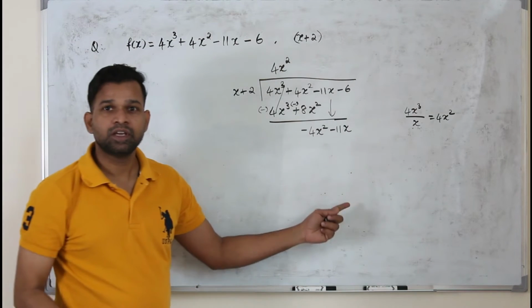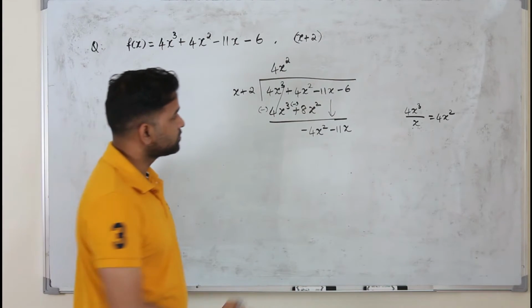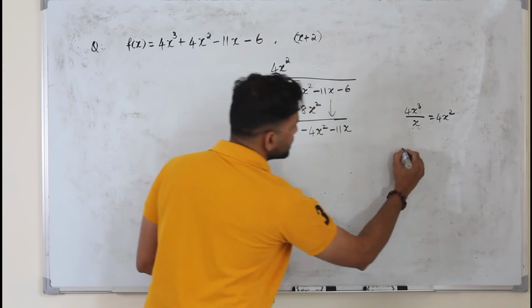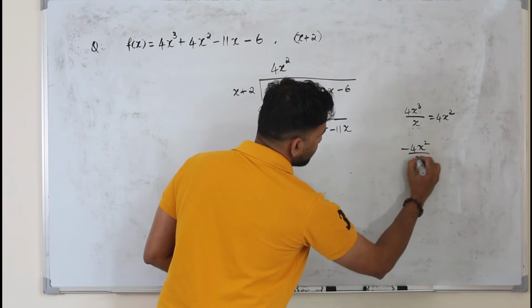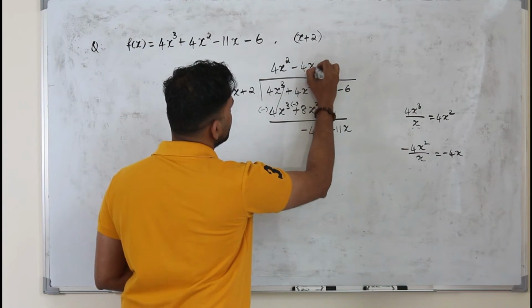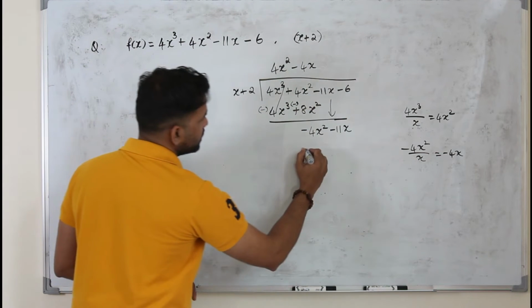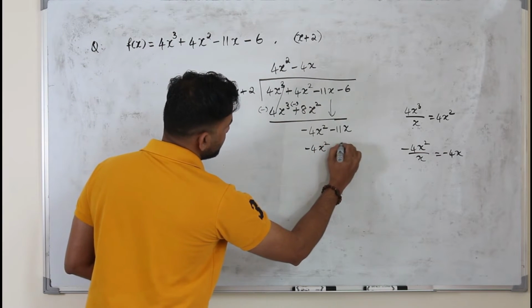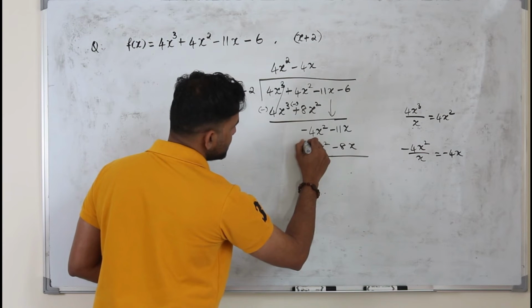So repeat the process until you get the remainder as 0. Take the first term, divide by the first term. So you get minus 4x, you put minus 4x here. Take minus 4x and multiply both: minus 4x square minus 8x. And change the sign.